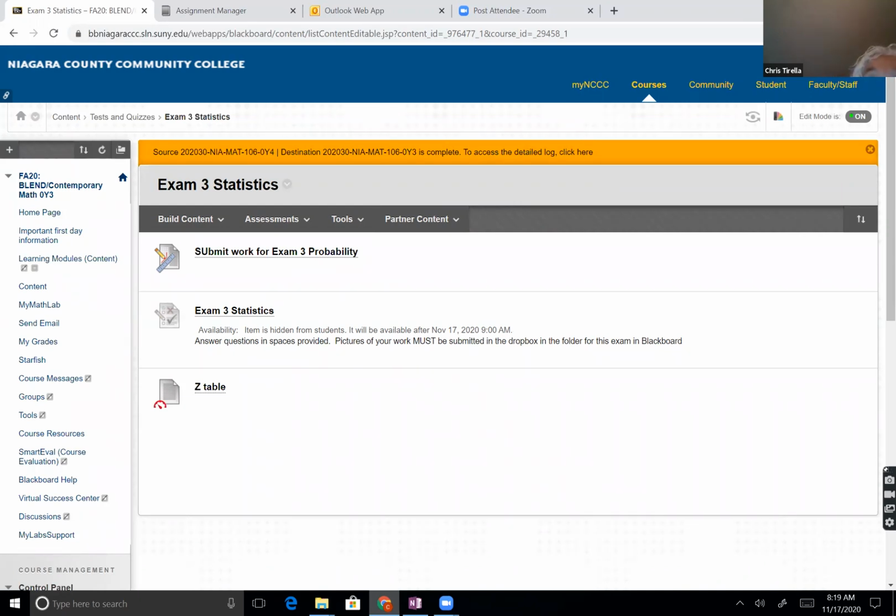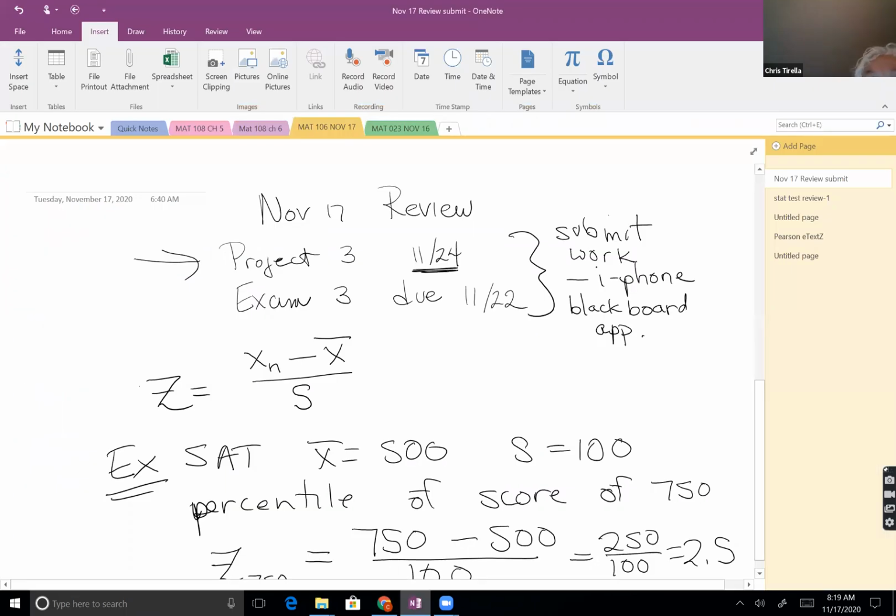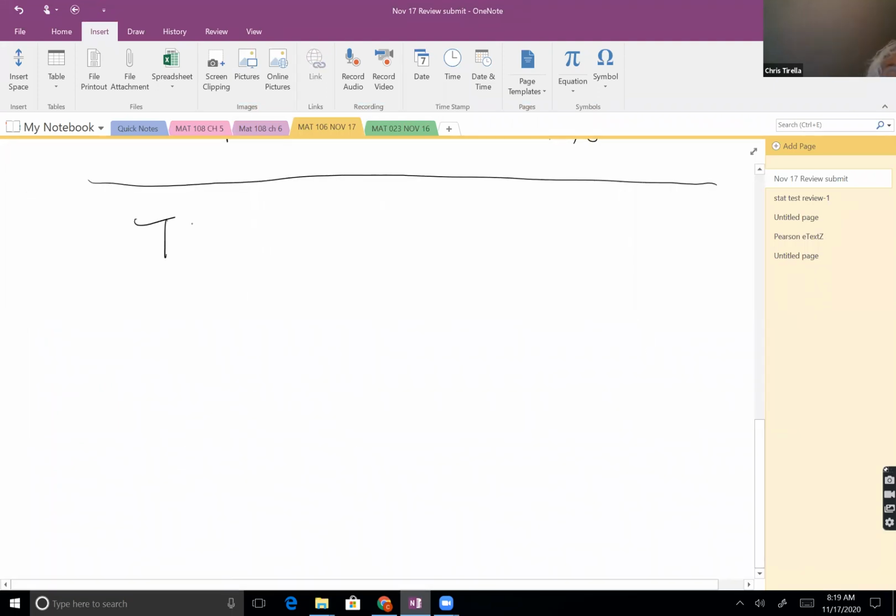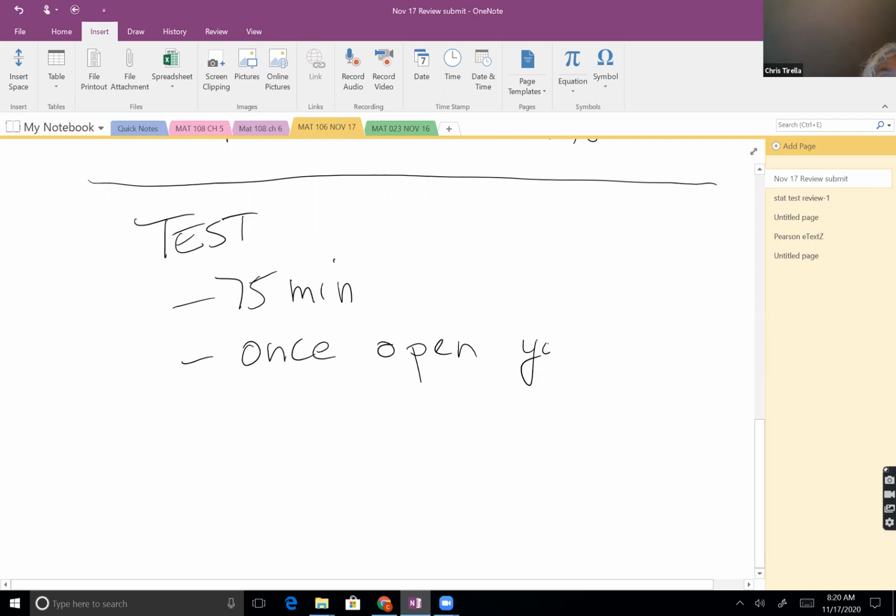With the test, whoops. Now, why isn't this allowing me to scroll? There we go. With the test, you get 75 minutes. Once you click on it, once it's open, you must finish it. You only get one chance.